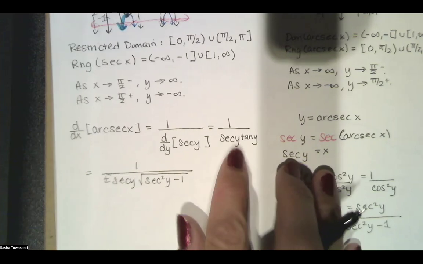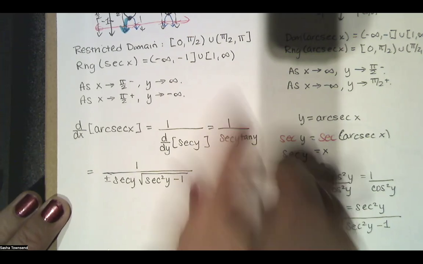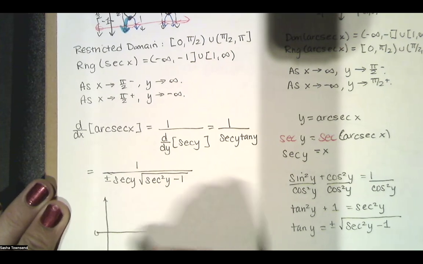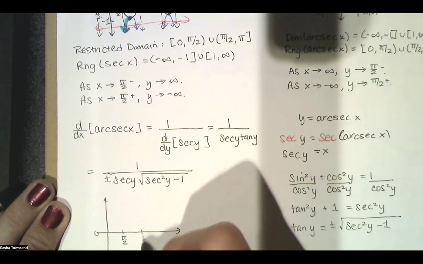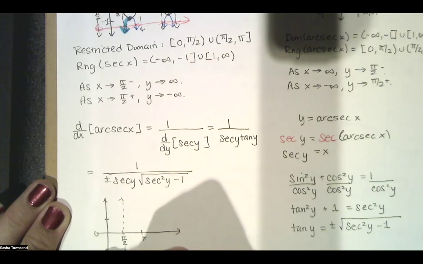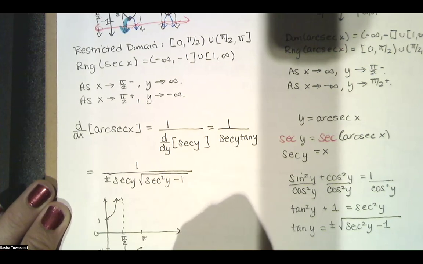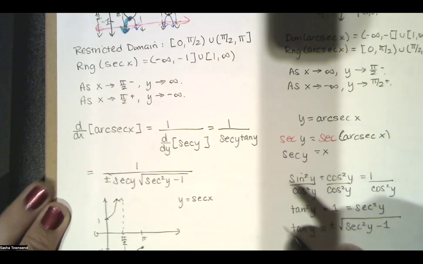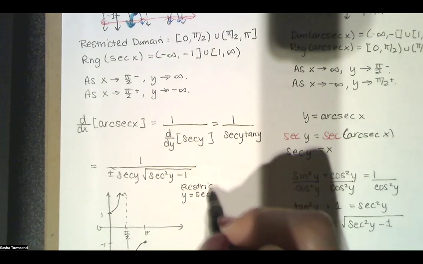Well, I need to look at the sign of this product, secant of y times tangent of y, on this interval from 0 to pi. So we know that secant looks like this. We're on the interval from 0 to pi. And we've got that asymptote at pi over 2. Secant looks like this on that interval. I drew that graph in black. This is the restricted secant function.